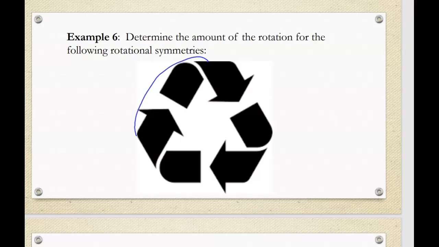This would become here. This would become here. This would become here. So it would be 120 degrees, 240 degrees, and then the 360 degrees.